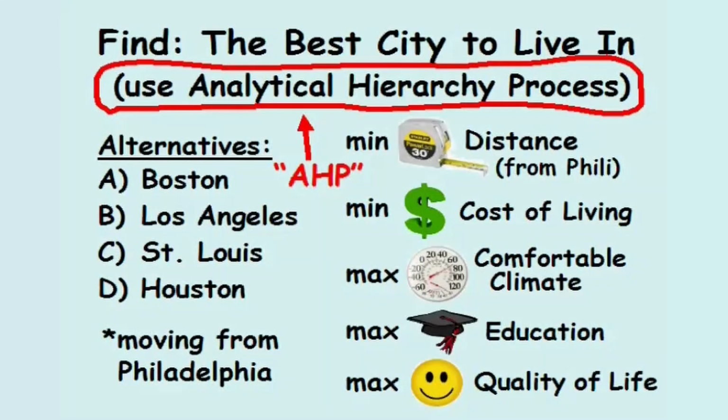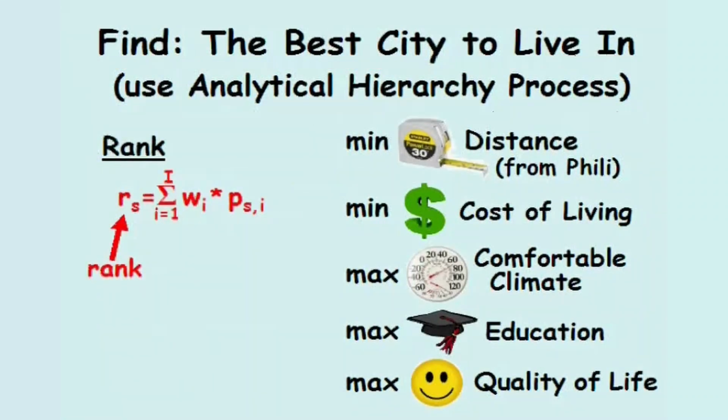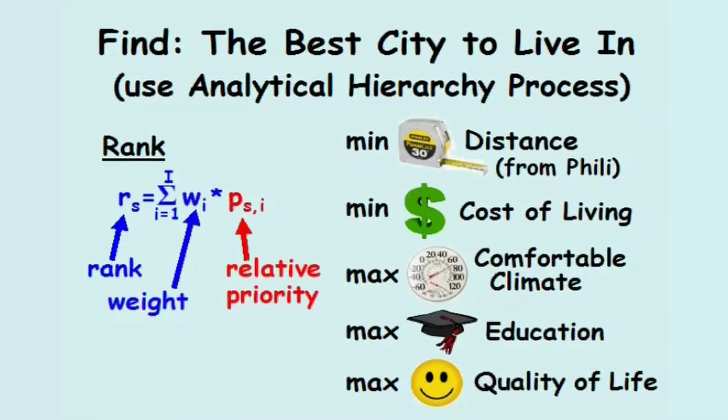AHP is a decision support system which ranks alternatives against each other rather than against a standard measure. The ranking of each alternative, S, in AHP is the sum product of the weight of each criterion times that alternative's relative priority for each criterion, where the alternative with the highest ranking is the preferred alternative. It is customary for the weights and relative priorities for each criterion to be normalized to 1.